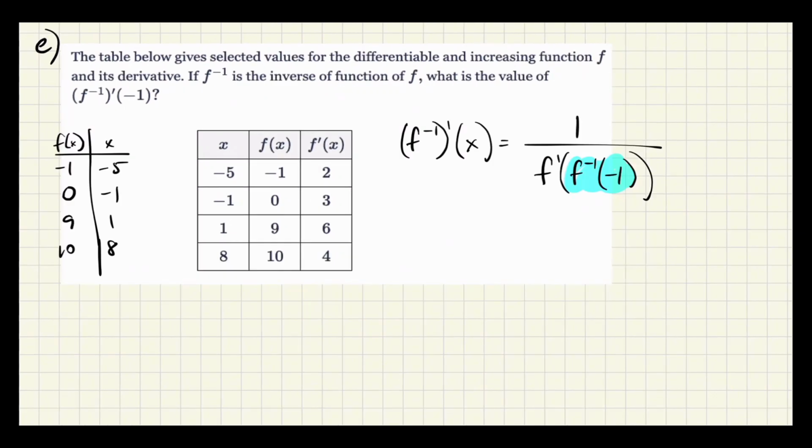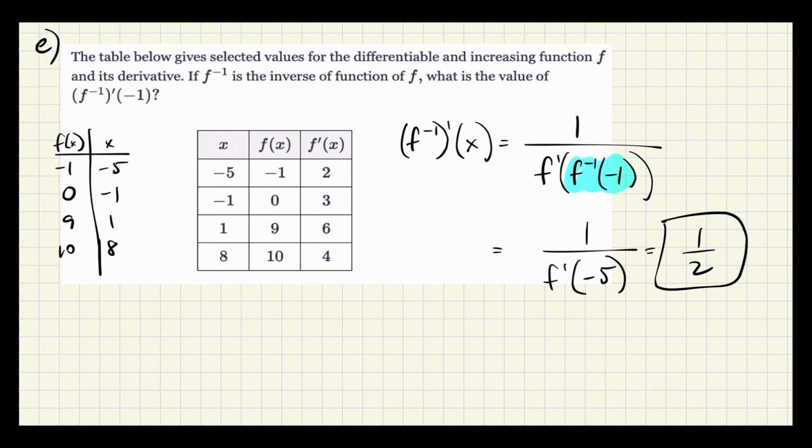Okay, so set up my inverse table. I filled in my rule, what it said to use. First thing I'm going to do is the inverse, the blue thing I highlighted. So that's the inverse table. When I plug in negative 1 to the inverse table, I get negative 5. So that means this is negative 5. And then the derivative at negative 5 is 2. So the answer is 1/2.